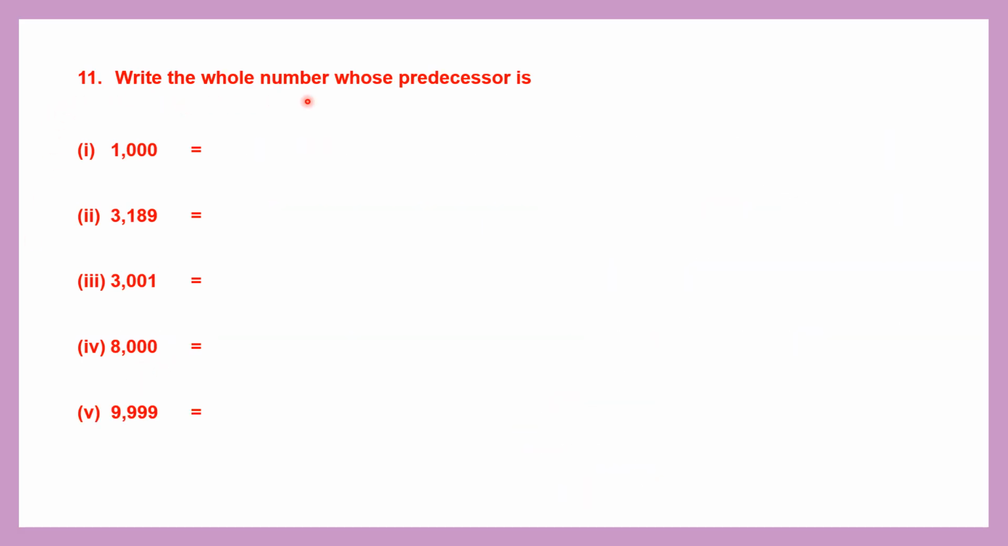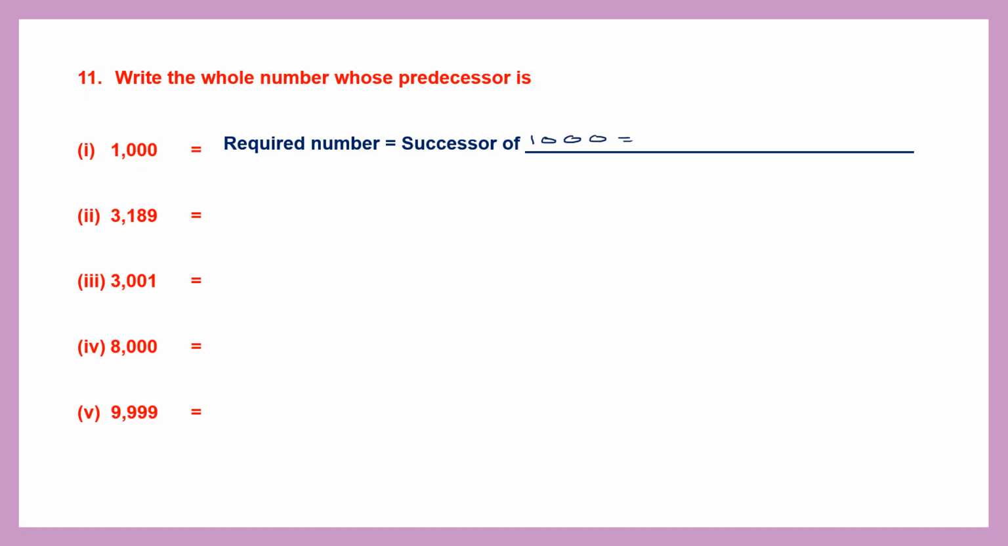Question 11. Write the whole number whose predecessor is given. This time we have to find the number whose predecessor is given. This is the predecessor of a number. Which number is that? In this case, we have to find the successor. So when you have a question like this where you have to find the whole number whose predecessor is given to you, you have to find the successor of that number. Okay, so what is the successor of 1,000? Successor means we add 1 to the given number. 1,000 plus 1. This is easy. 1,000 plus 1 is 1,001.